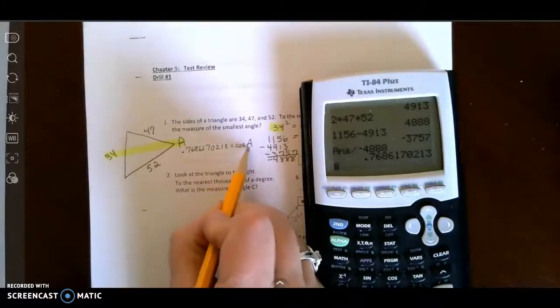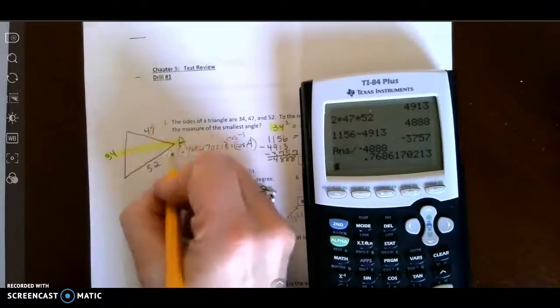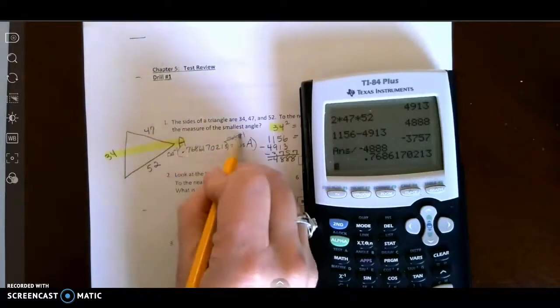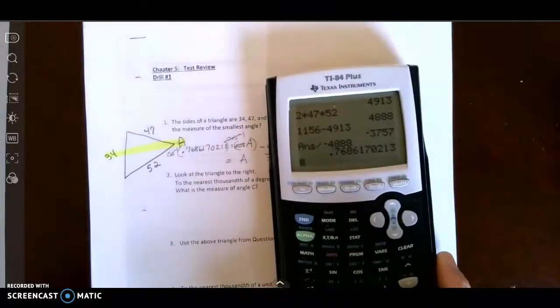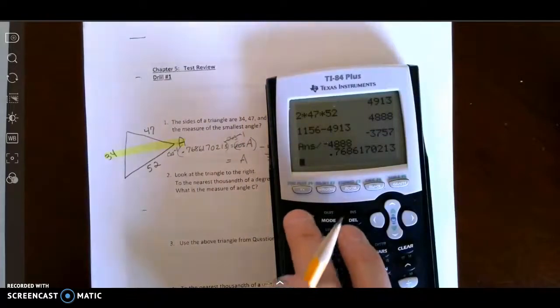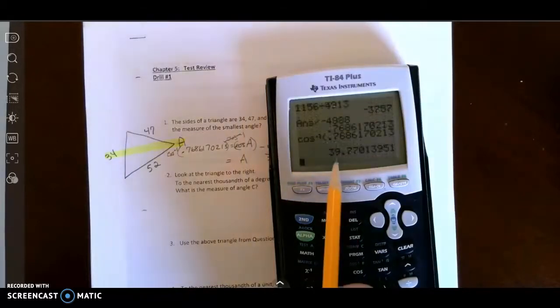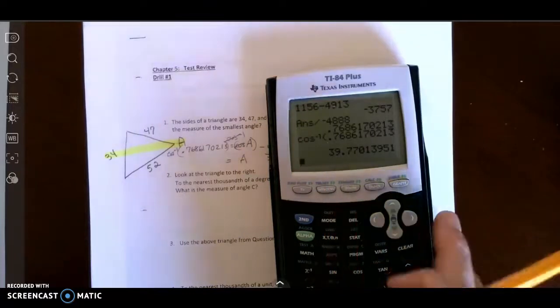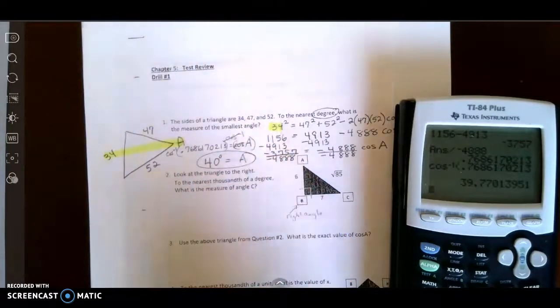Then, since I'm solving for A, I have to take the inverse. Anytime I'm looking for an angle, I have to take the inverse. And so it says to the nearest degree, so that's the nearest whole number. I'm going to take the inverse cosine of 0.7686170213. And I get 39.77, which would be approximately 40 degrees to the nearest degree.